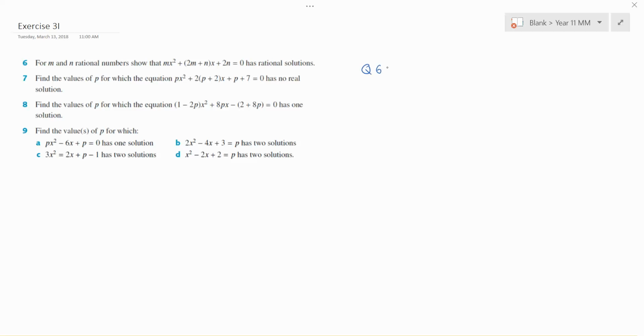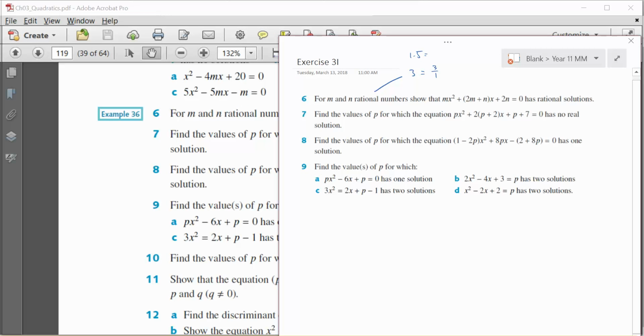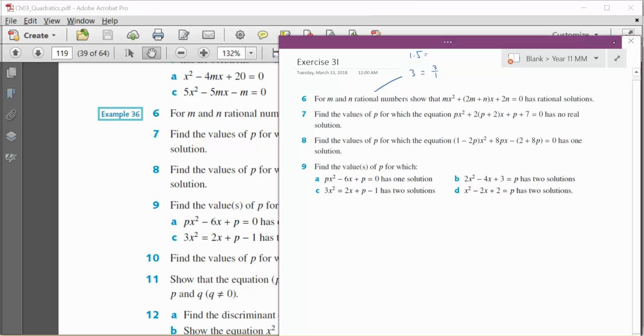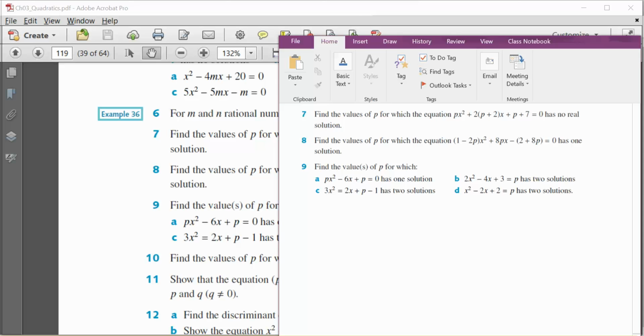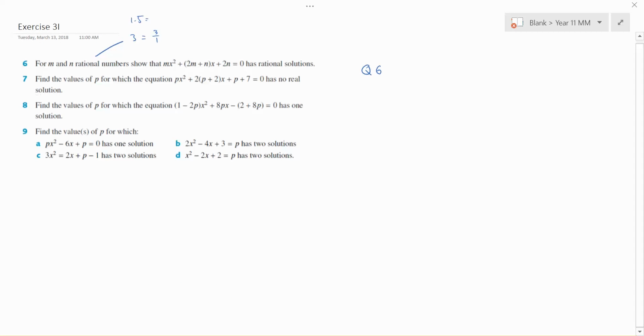Let's do question 6. It says for m and n rational numbers. Rational just means a number that can be expressed as a fraction. For example, 3 is a rational number because you can write it as 3 out of 1. 1.5 is a rational number because you can write it as 3 over 2. So again, that's a fraction with a whole number on both top and bottom. Those are called rational numbers.